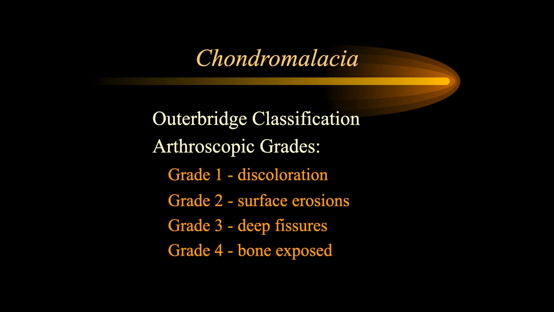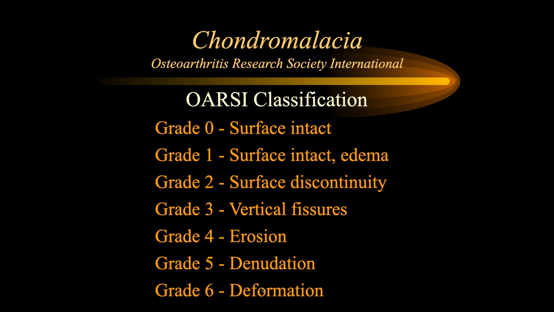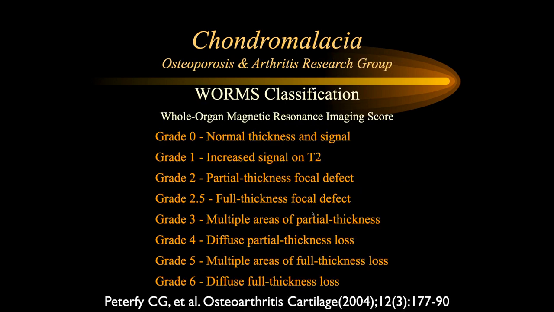We're just talking about classification systems of chondromalacia. What we typically use is the Outerbridge classification, which you see here was arthroscopic. Then there's the ICRS classification that just divides grade one into fibrillation or superficial lacerations. And then grades two and three would be less than 50% or greater than 50% thickness or exposed bone. But most people, when they just grade it, they're using the Outerbridge classification. Then there's an OARSI classification, which a lot of the osteoarthritis groups are trying to use now to refine it a little bit better. And then we're just getting to the WORMS classification.